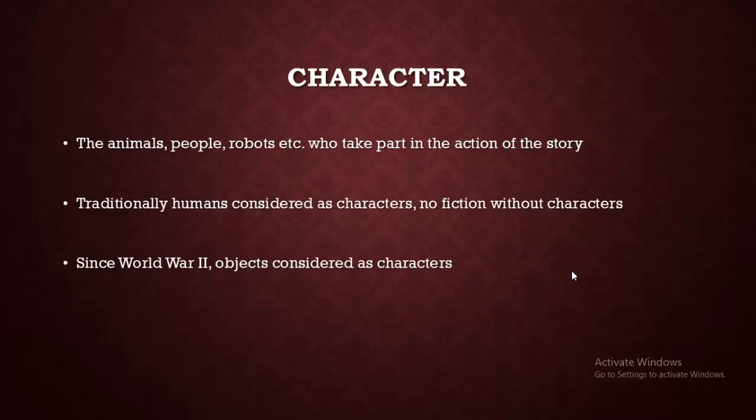Today we shall talk about the second element of the English novel, which is character or characters. So let's begin. How do we define a character? A character is usually a person or an animal or a robot or any agent who takes part in the action of the story, or someone who performs most of the action of the story, would be termed as a character.